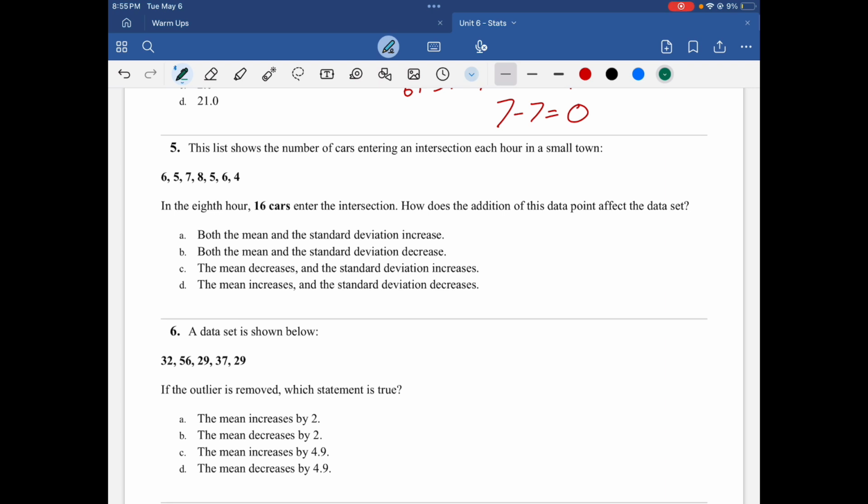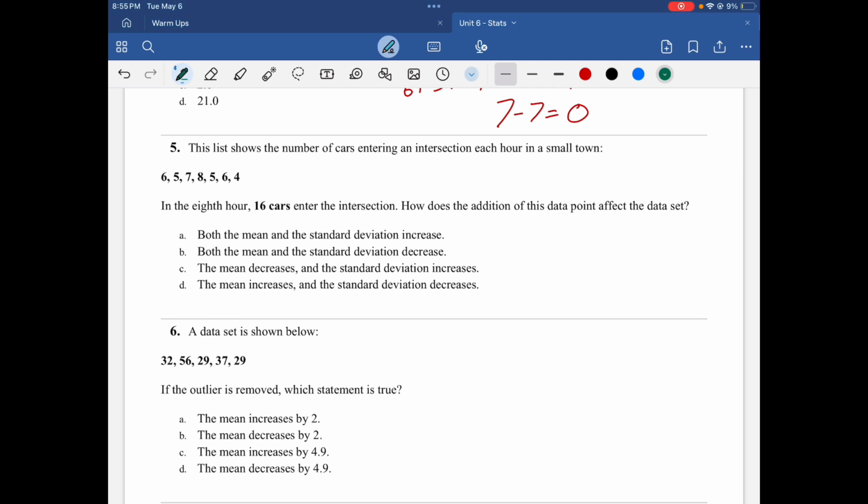So number 5 says, this list shows the number of cars entering an intersection each hour in a small town. 6, 5, 7, 8, 5, 6, and 4. In the 8th hour, 16 cars enter the intersection. How does the addition of this data point affect the data set?